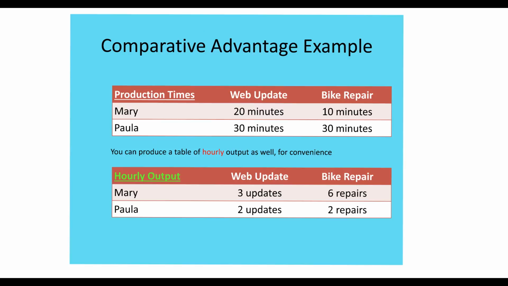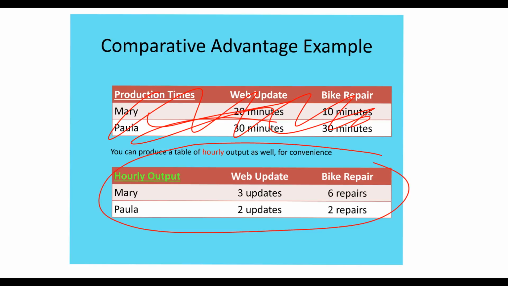Now here we have one other table, and that is the table of hourly output. And sometimes the numbers will be presented to you in this form. So in other words, you won't even have the production times. You might not even have that, and all you'll have to work with is the hourly output. So you're going to want to get used to how that works here.